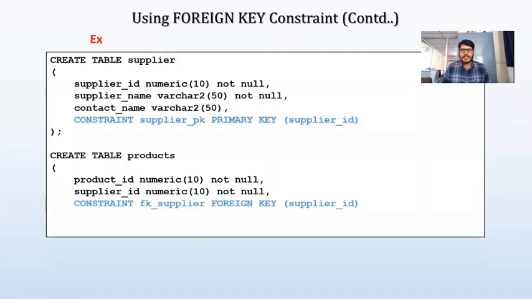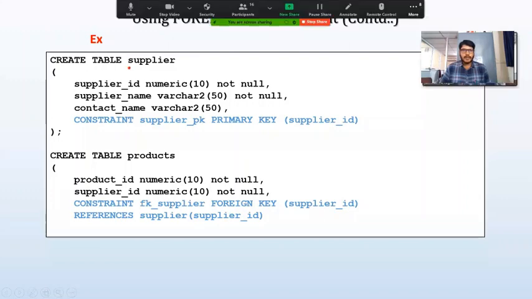In front of this I have to use the references keyword, and the table name I need to specify. This column is going to refer to the supplier table. So already we have defined a supplier table. You can see here, we have defined a supplier table, and the same name I'm going to provide here. So that means what? This supplier ID is this one.